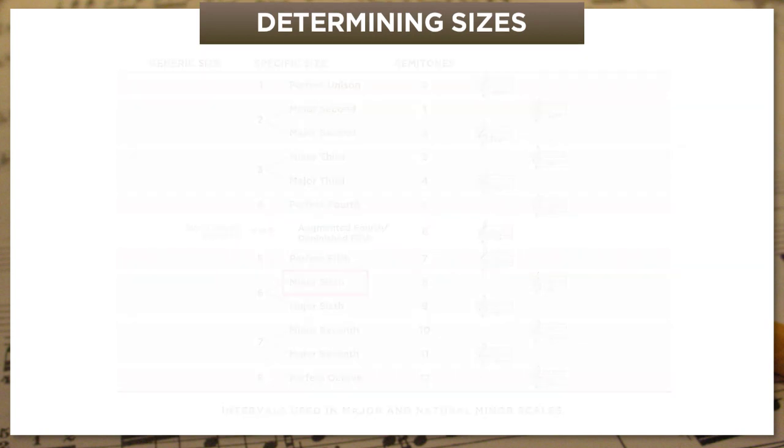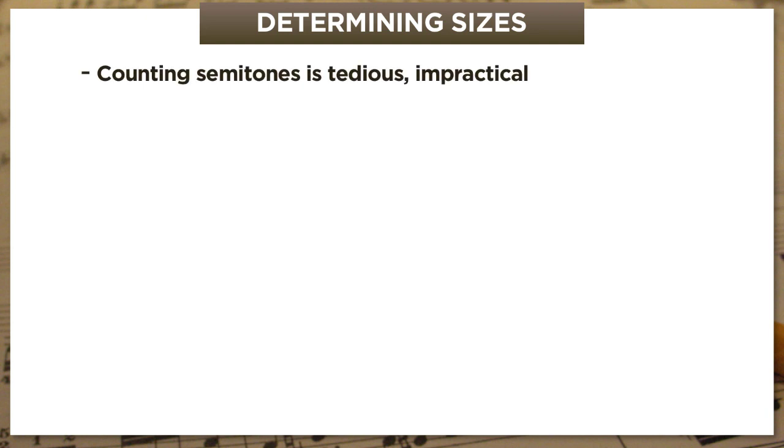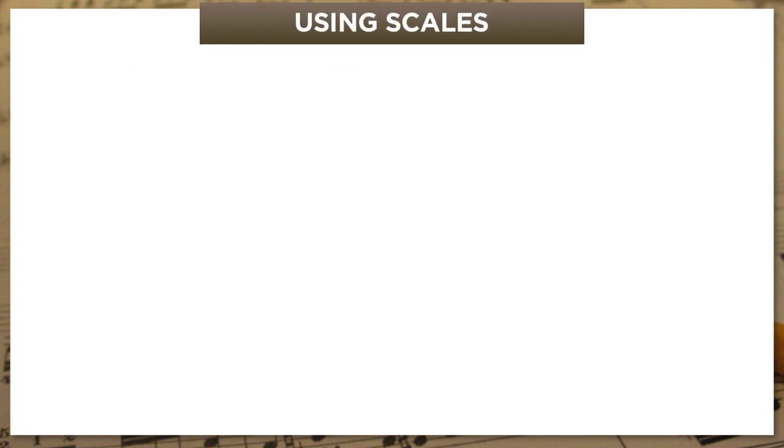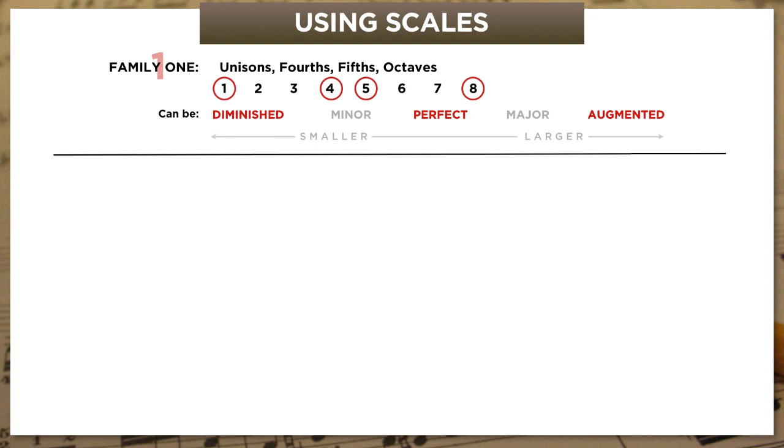I don't advise doing this. Counting semitones is tedious and impractical, at least with intervals bigger than a second. If you're dealing with a half step or a whole step, maybe counting semitones is fine. But you need a better way. You can't be counting 11 semitones every time you see a major seventh. Thankfully, scales can make our lives easier on this account. Now in this case, we're going to have different procedures for family 1 generic sizes and family 2 generic sizes.